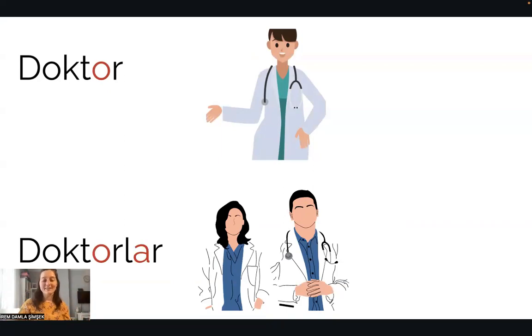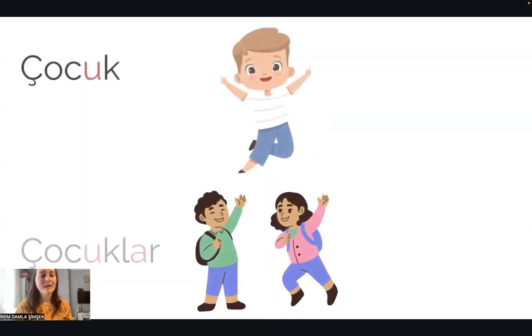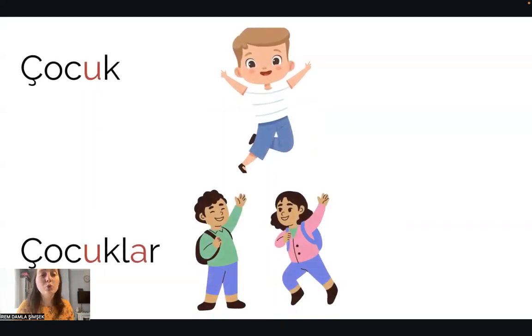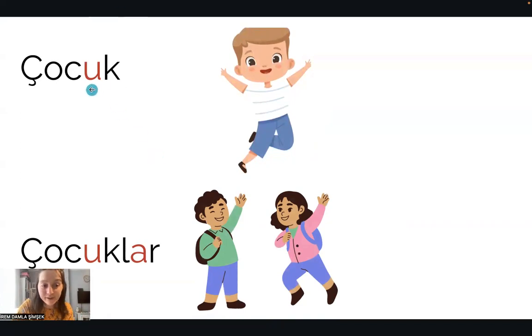Doktorlar, like doctors, obviously. And çocuk. Ooh, it ends with a U, no dots, vocal. As you see, the final, it's not the final sound. It's the final vowel. What I mean here is, as you see, there is O and there is U.